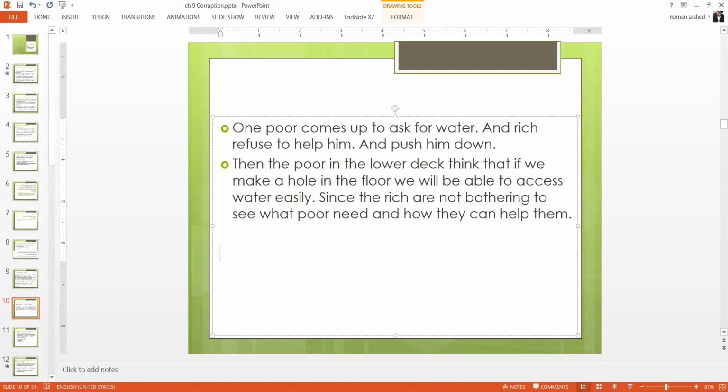So what happens when they start to make a hole in the ship? So what happens when they make a hole, the ship drowns. So what is happening?